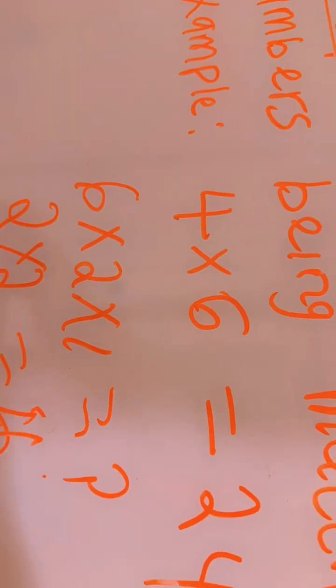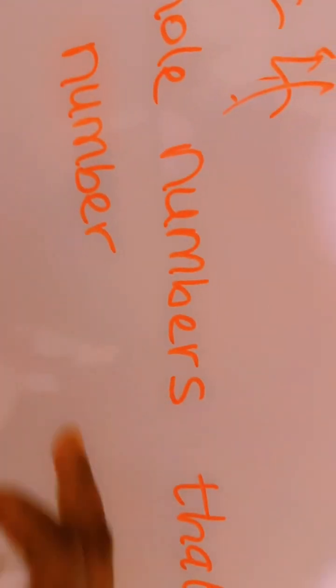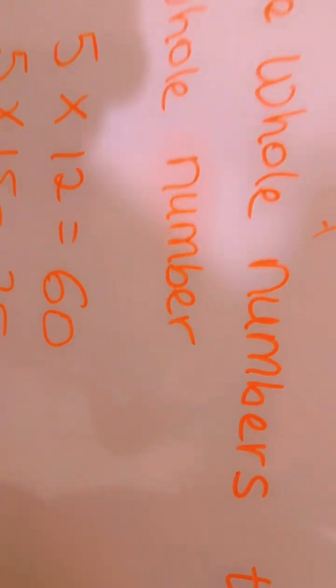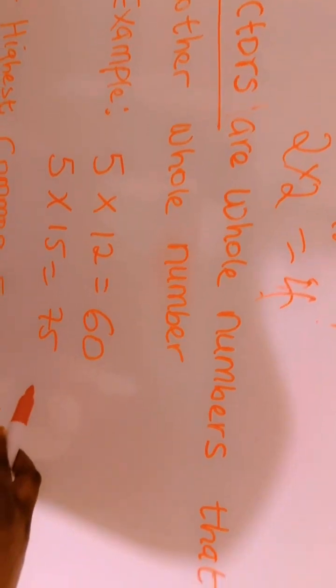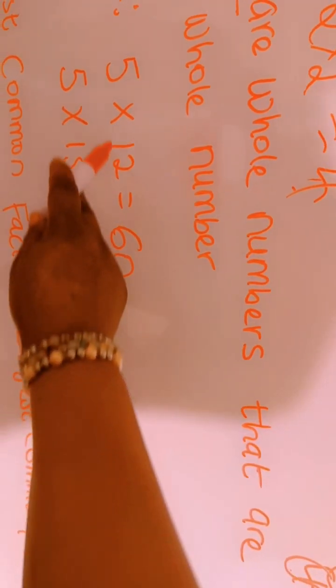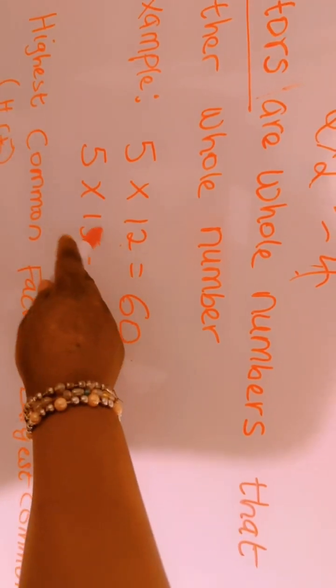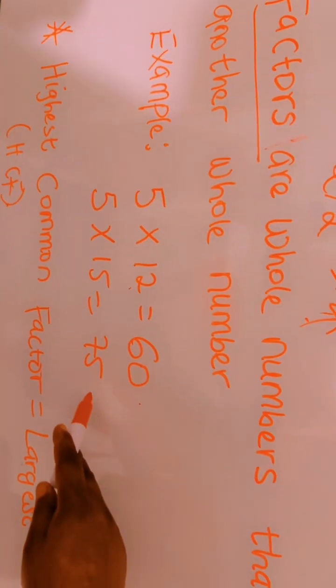Factors are whole numbers that are multiplied to get another whole number. Okay? So for example, 5 times 12 is equal to 60. 5 times 15 equals 75. So the factors of 60 are 5 and 12. 5 and 15 are also the factors of 75. Is that clear?